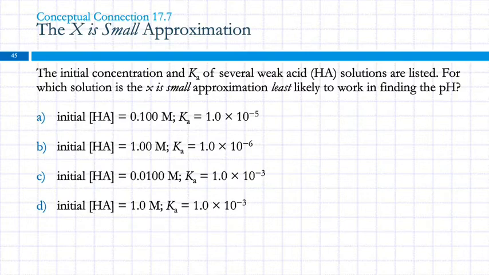The initial concentration and Ka of several weak acid solutions are listed. For which solution is the X small approximation least likely to work in finding the pH? So what are we looking for here for X small not to work? Small initial concentrations, because then the number that we're subtracting X from is smaller to start with, so X has to be even smaller in comparison. And a larger equilibrium constant. So we're going to look through here and find the small initial concentration and the large Ka, so it looks like C, right? Yeah.